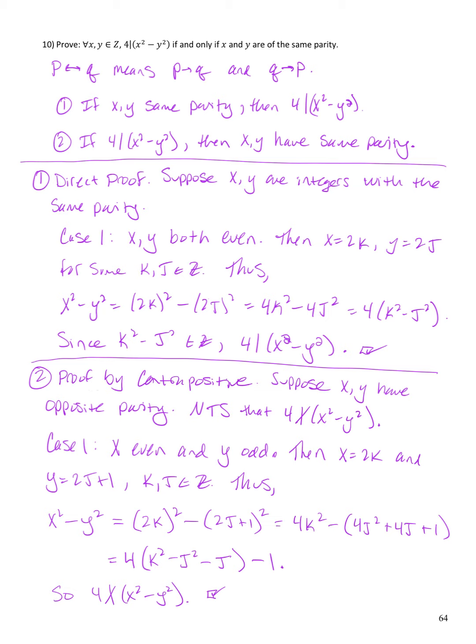I just noticed that I forgot to do case 2 of the direct proof for statement 1. We were supposing x and y are integers with the same parity. I did case 1 where they're both even, and then I stopped. I forgot to do case 2. So I'm going to say case 2, left to reader. So I'll let you do case 2 on your own. In the meantime, let's move on to case 2 of the contrapositive proof.